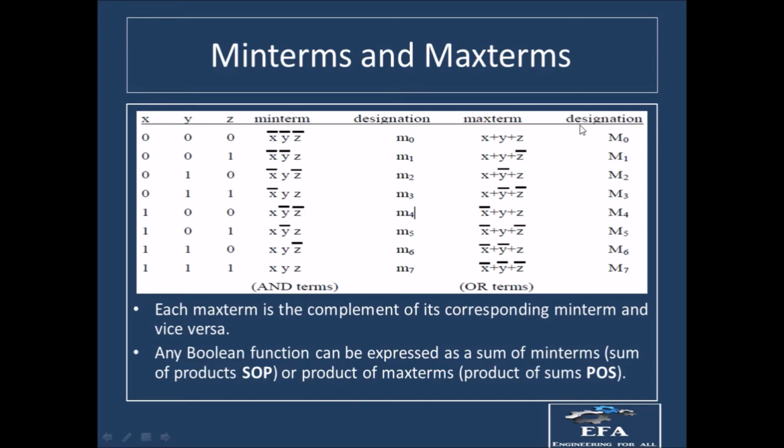The designation for the max terms is the capital M, right? So capital M0, M1, M2, M3, M4, 5, 6 and 7. These are the designations for the max terms when we talk about the POS type of expressions, right?